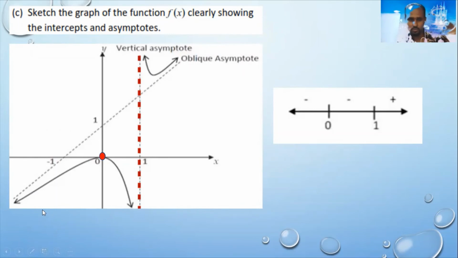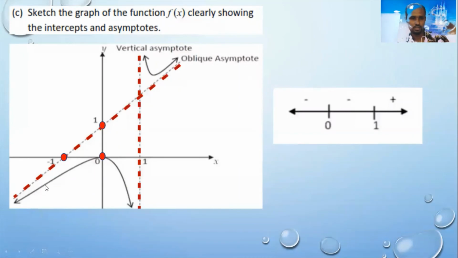Now oblique asymptote, right? Why you do it here? Because our x-intercept was negative 1 comma 0, y-intercept was 0 comma 1, right? So x-intercept was negative 1 comma 0, so I plotted here, and then y-intercept 0 comma 1. After doing that, you just join the points and draw the oblique asymptote. It's simple. Once you are done with that, then you just sketch the graph.